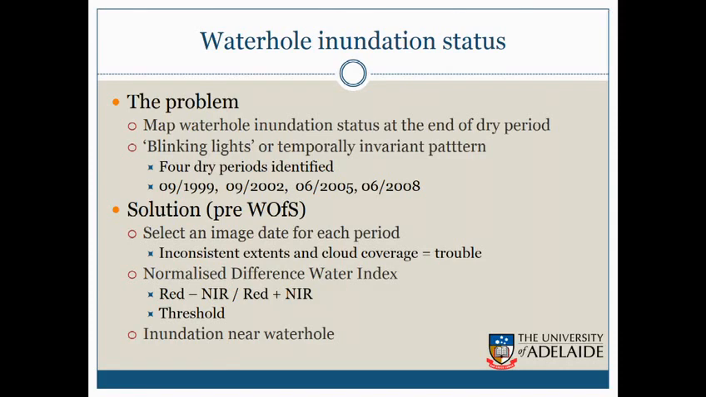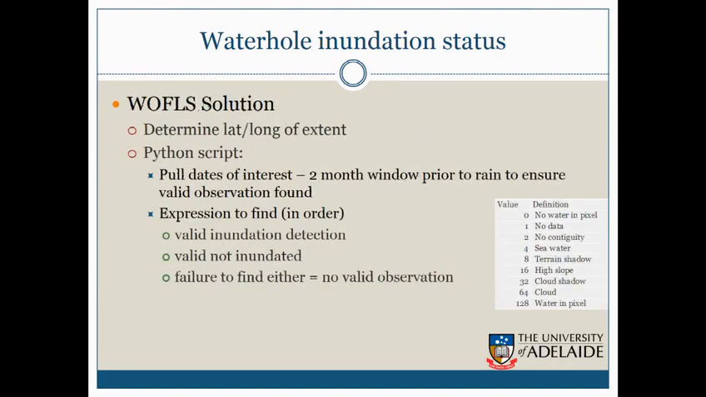I won't talk about that bit, but basically what we did was to pull a 2-month window before a rain event, as much WOfS data as there was, so this is the underlying data, to be able to see if there was a valid inundation that was detected. If not, whether there was a valid not inundated status there, and if not, then there was no data. So basically it's a flat layer for each of these 4 dates that says whether there was an inundated pixel or not.